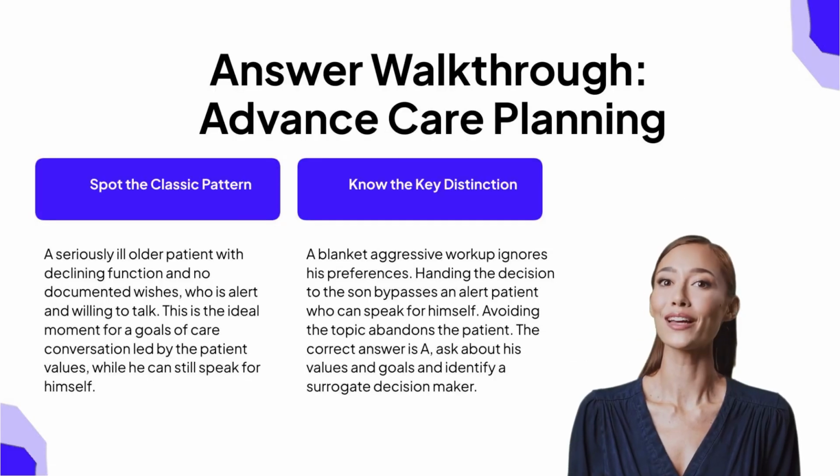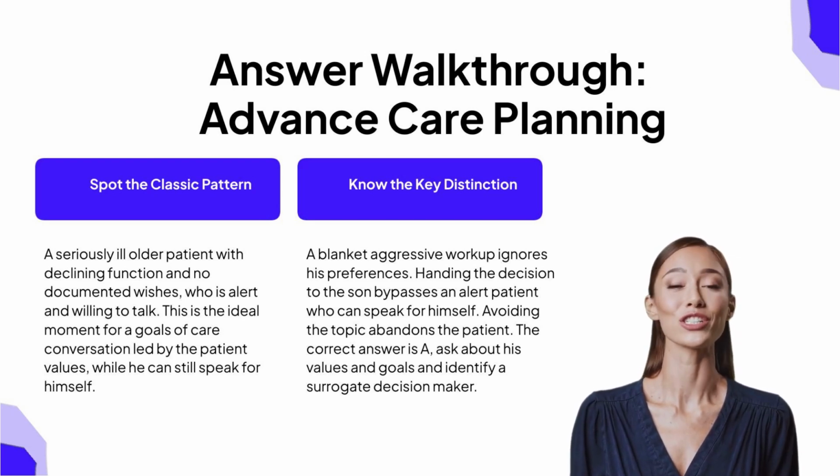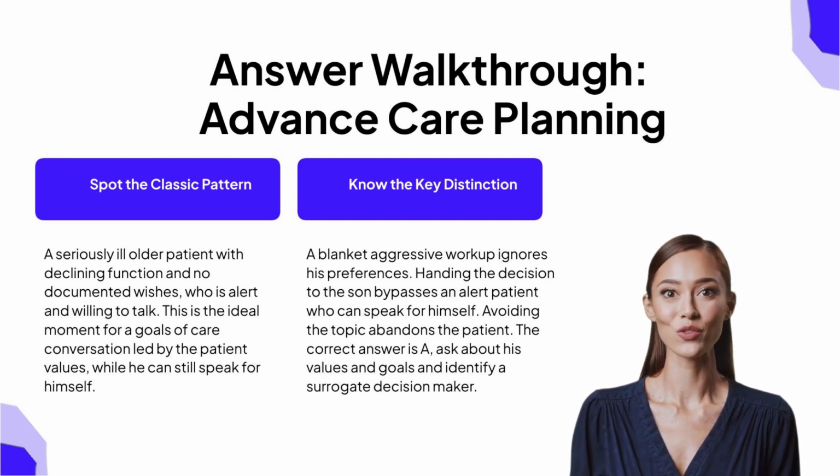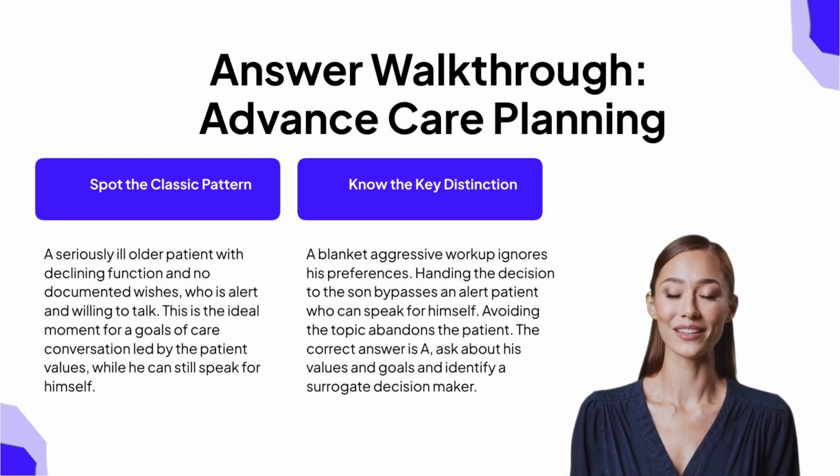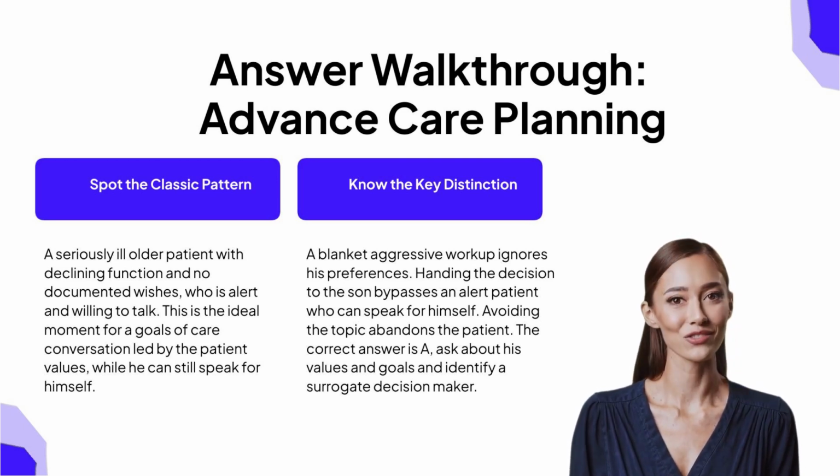Let us break down this answer. The classic pattern here is a seriously ill older patient with declining function and no documented wishes, who is alert and willing to talk. That is the ideal moment for a goals of care conversation, and the conversation should be led by the patient's own values while he can still speak for himself.